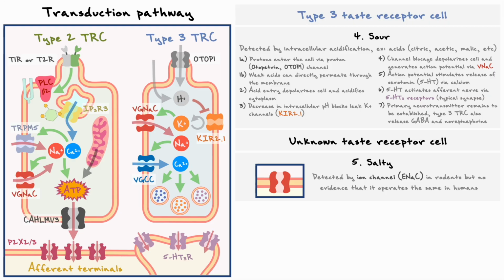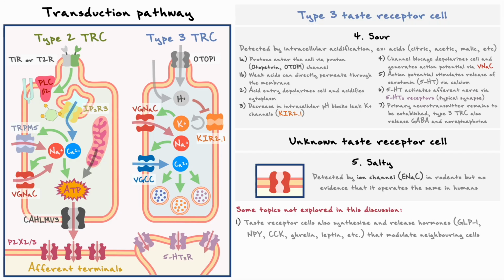Before we move on to our next section, I want to briefly mention some topics that we have not explored in our discussion, but are certainly of interest. First off, in addition to the neurotransmitters that we have mentioned, like ATP, serotonin, GABA, acetylcholine, and norepinephrine, it turns out that taste receptor cells also synthesize and release hormones like GLP-1, NPY, CCK, ghrelin, leptin, and many more.